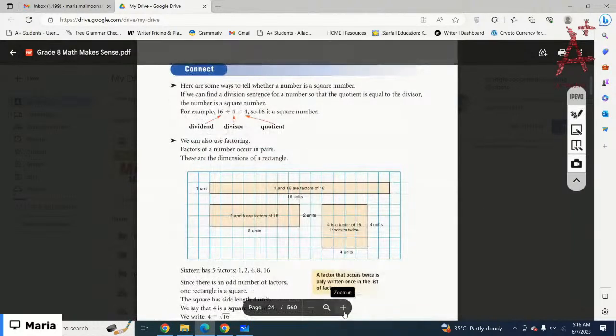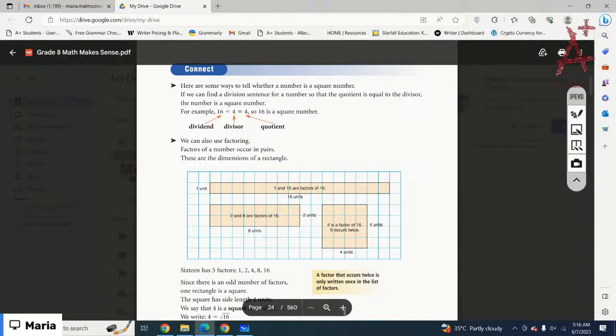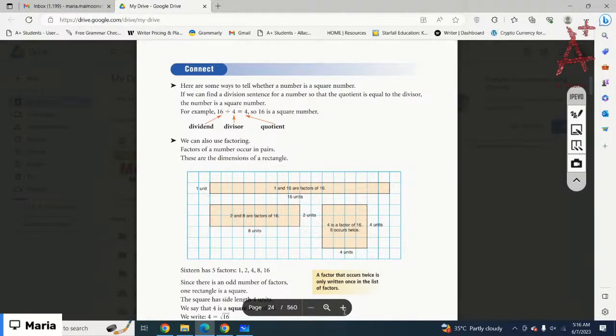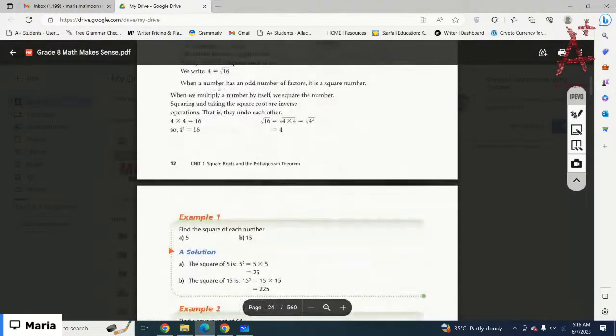Okay, since 16 has 5 factors, 1, 2, 4, 8, and 16, they all are the factors of 16. Since there is an odd number of factors, one rectangle is a square, because you can see 1 times 16 is 16, and 2 times 8 is 16. You have the 4 because 4 times 4 makes 16. Got it? So the square has a side length 4. We can say 16 is the square of 4. 4 is a square root of 16. You can say when a number has an odd number of factors, it is a square number.